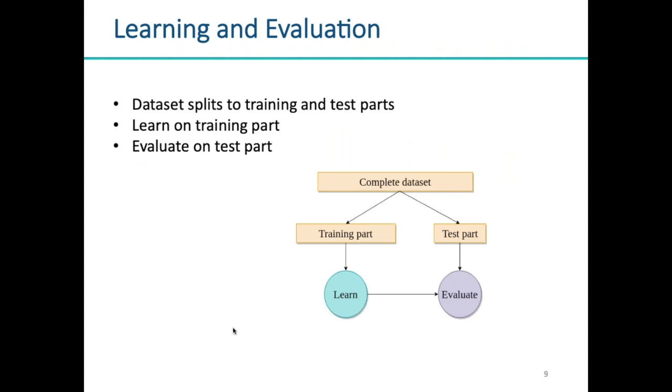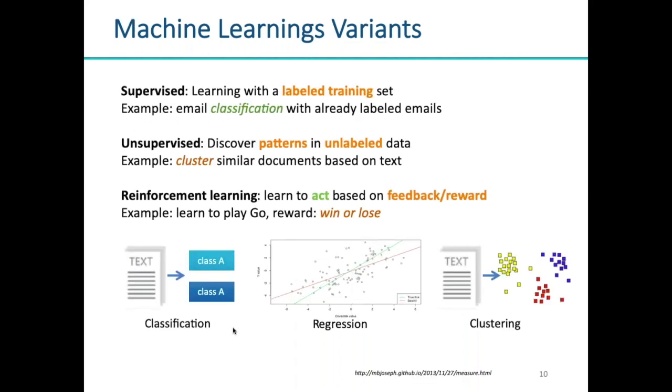In a learning phase, we always need two data sets: first, for the training part, and second, for the test part. So the data set is split into training and test parts. Learning happens on the training part, and we keep the test part in order to evaluate the model in the last step.